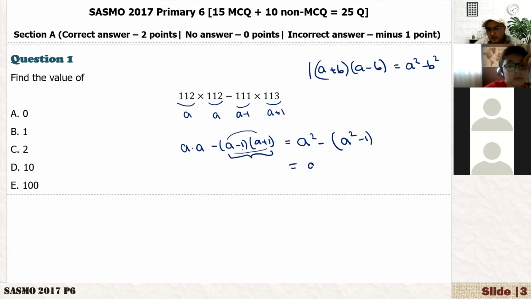So now here we have A squared minus A squared minus minus, it is plus 1. And A squared is equal to 0. As you see here, we don't have to do any long multiplication. So the answer is B.